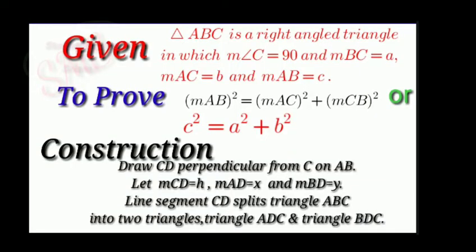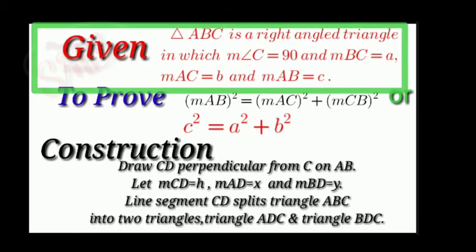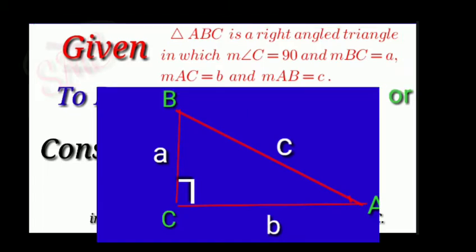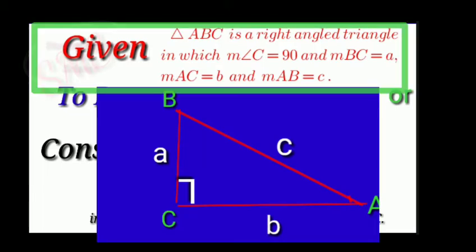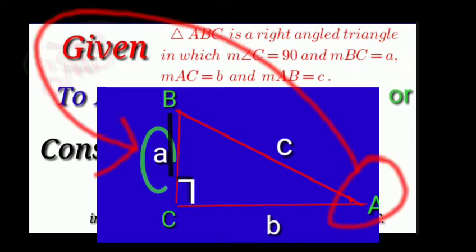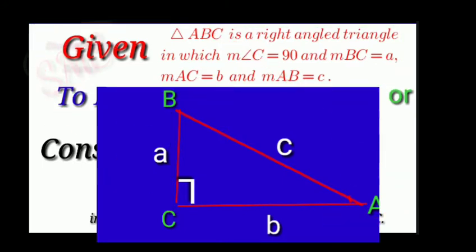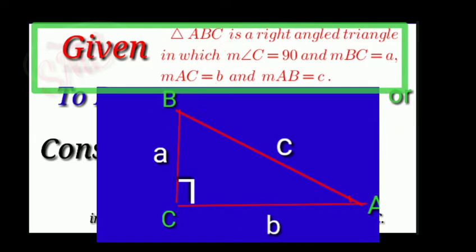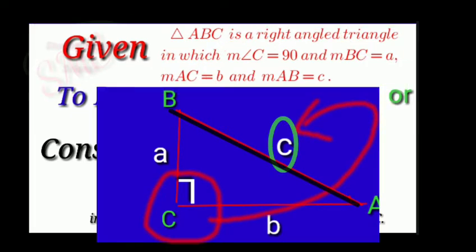It's given: triangle ABC is a right angle triangle in which angle C is a right angle. The sides of triangle ABC are: side BC equal to A, side AC equal to B, and side AB equal to C.